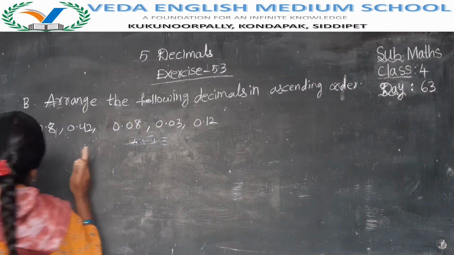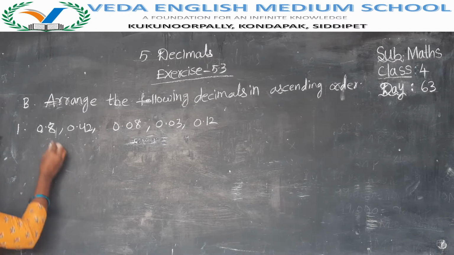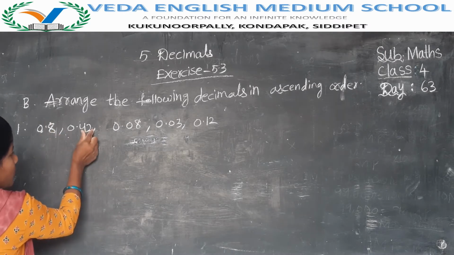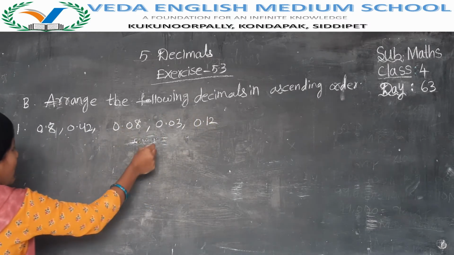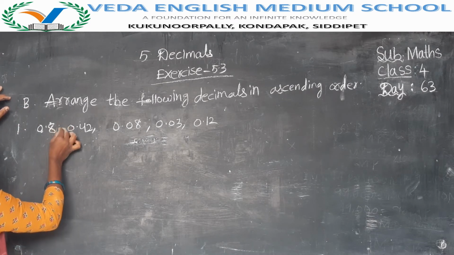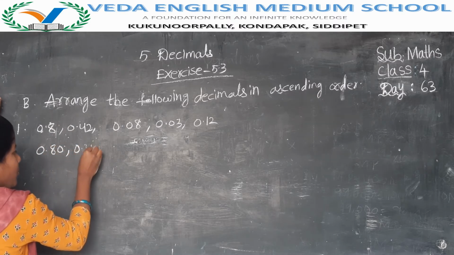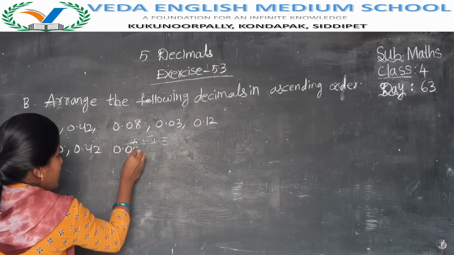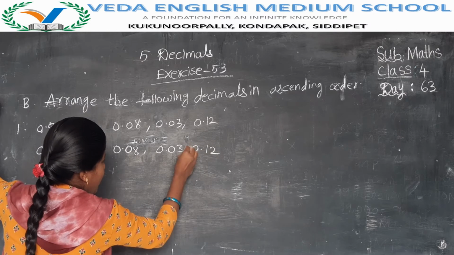To write in ascending or descending order, first of all we have to convert these unlike decimals into like decimals. All these are unlike decimals. Here we have only one decimal place, and the others have two decimal places. So we have to convert this into like decimals first. To convert into like decimals, simply add a 0 here. So it is 0.80, 0.42, 0.08, 0.03, 0.12. Now all are converted into like decimals.